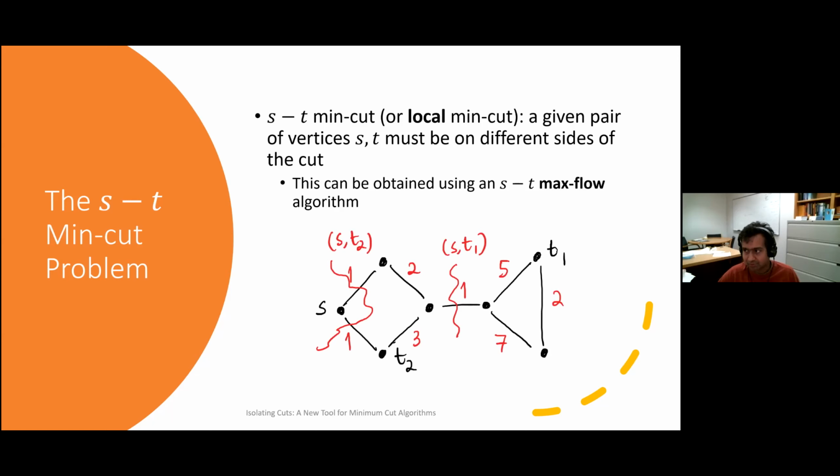So here's an example of an ST min cut. I have chosen two pairs of vertices to demonstrate this. The first pair is S and T1, and the cut containing the single edge in the middle is the ST1 minimum cut. In fact, that's also the global minimum cut. But if I chose the pair S and T2, then the global minimum cut actually doesn't separate this pair. Both S and T2 are on the same side. So indeed, the ST2 minimum cut is a different cut. In this particular case, it's the cut containing two edges of weight 1 each. So these are the first two problems that we are interested in.